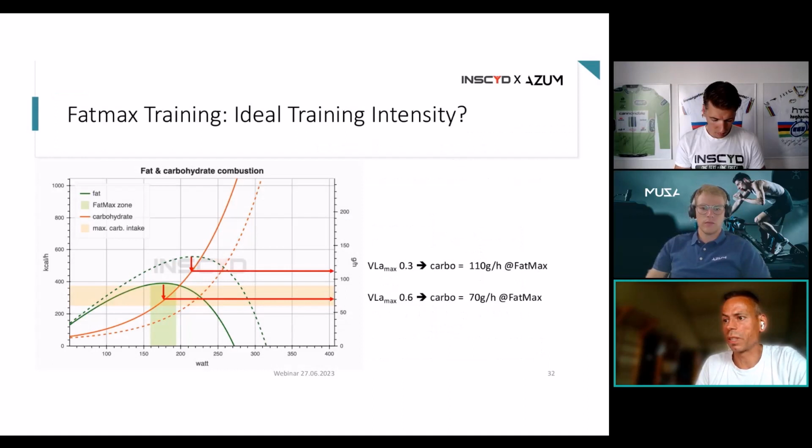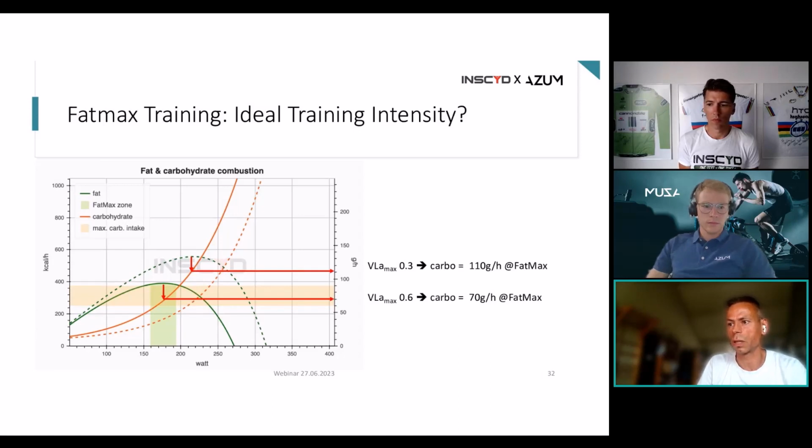So I brought you two scenarios of athletes, or the same athlete with a different metabolic profile. And as you can see here, it's an athlete with a VO2 max of 65 and a VLamax of 0.3 in one scenario and 0.6 in the other scenario. And you see, again, as shown in previous slides, that metabolic profile has a huge impact on carbohydrate combustion rates, and also on fat combustion rates.